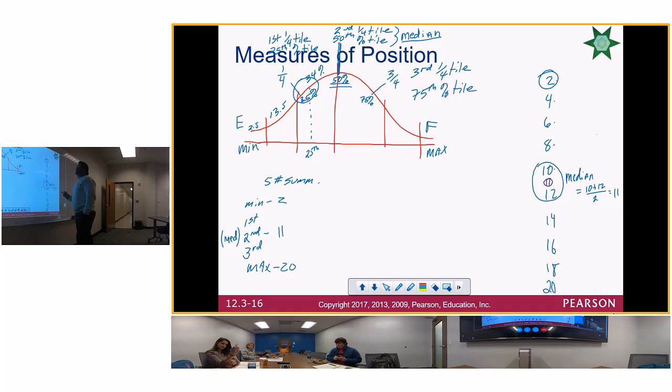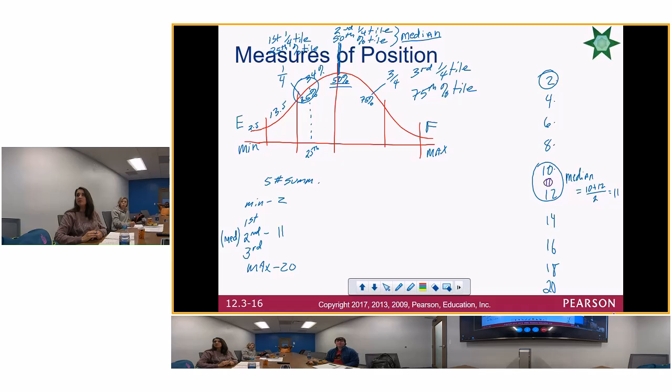How do I find the median of an odd amount? The 2 numbers in the middle? No, that's an even amount. Oh, sorry. You just find the middle, right?